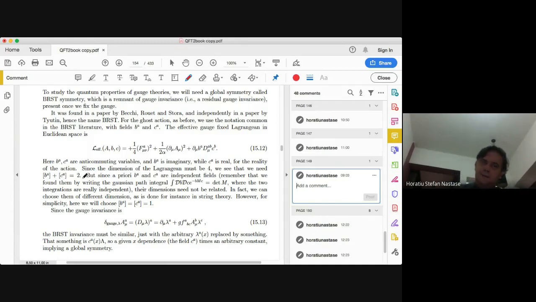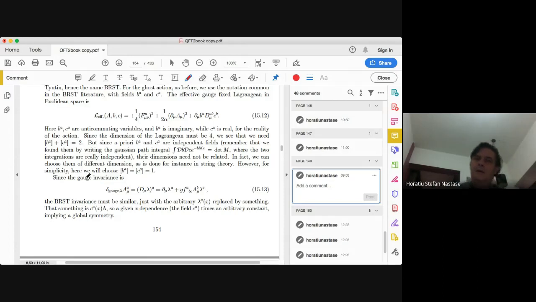But a priori, as I've emphasized before, B and C are independent fields. I mean, we had formally written at some point an integral over eta bar and an integral over eta. But even from that point of view, I emphasize that they're independent integrations. So that's why I wrote B and C. We don't need to choose the dimension of B equal to the dimension of C equal to 1. That's one choice, but any other choice is possible. In particular, in string theory, people usually use another choice, where the dimensions of B and C are not equal. The only constraint is that the sum of the 2 must be equal to 2.